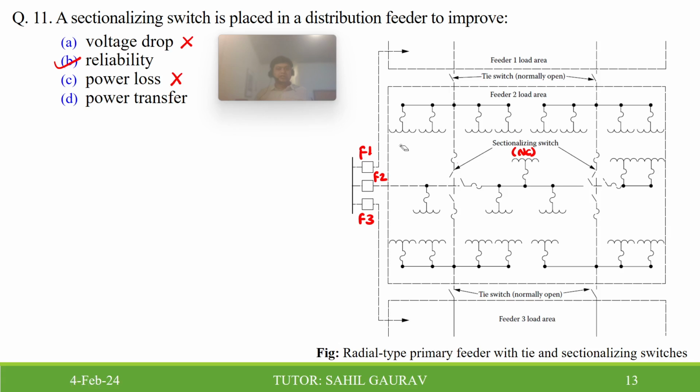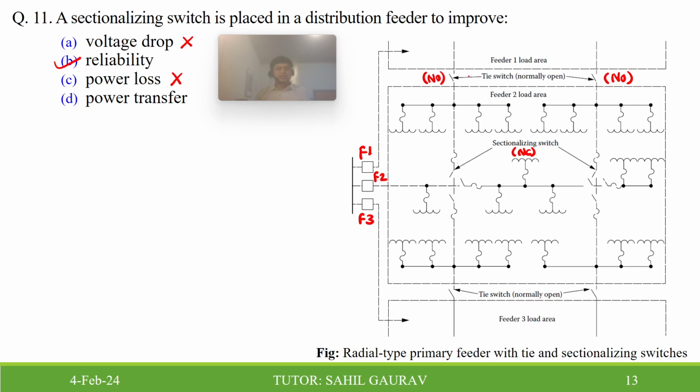So there are 3 primary feeders. All feeders are connected by these tie switches, and they should normally be open. It is already written: tie switches are normally open. It is obvious that they should be normally open. Otherwise, it will become a loop, and you won't know how the power flows, and you will have to take care of voltage drop and other things.